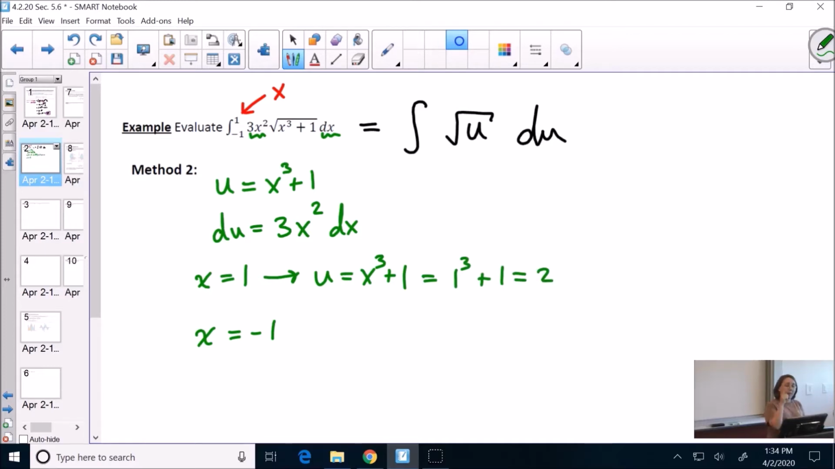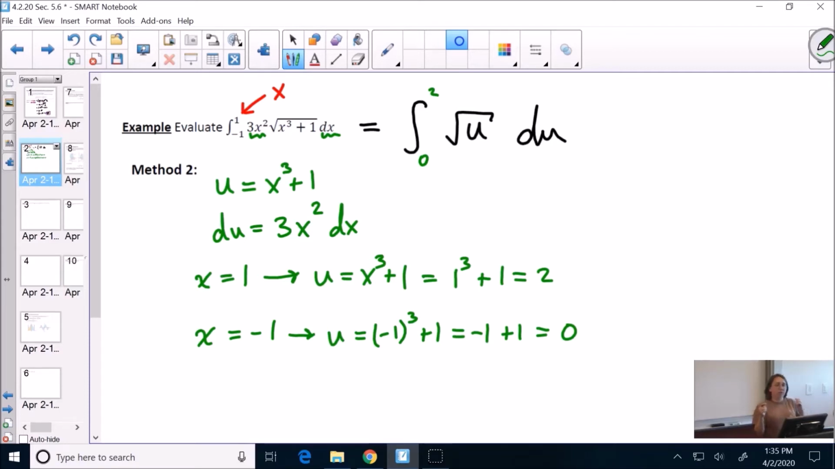So our upper limit was x equals 1, the corresponding u is 2. So we put that at the top of our limit of integration. When x equals -1, we have u equals (-1) cubed plus 1, or -1 plus 1, a 0. Well, it's at the bottom.